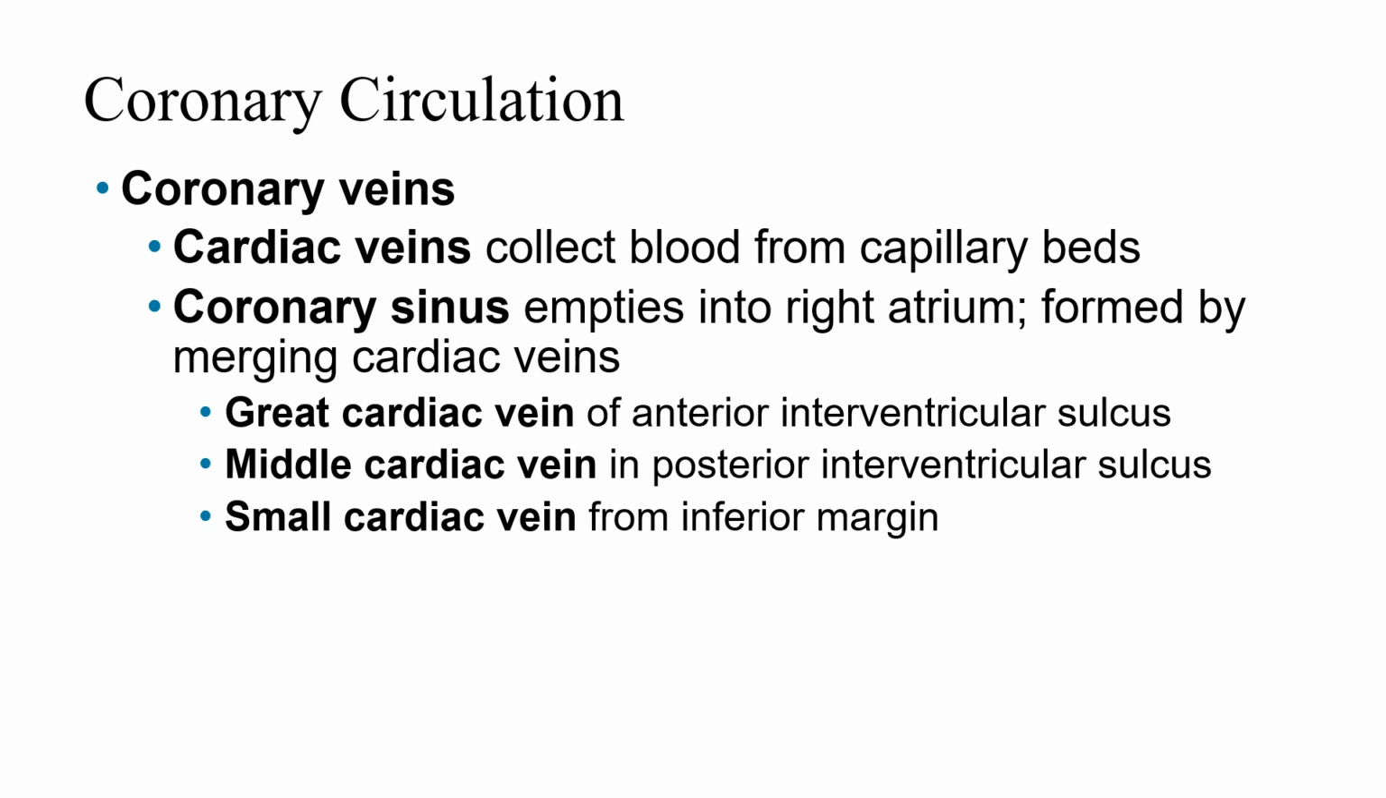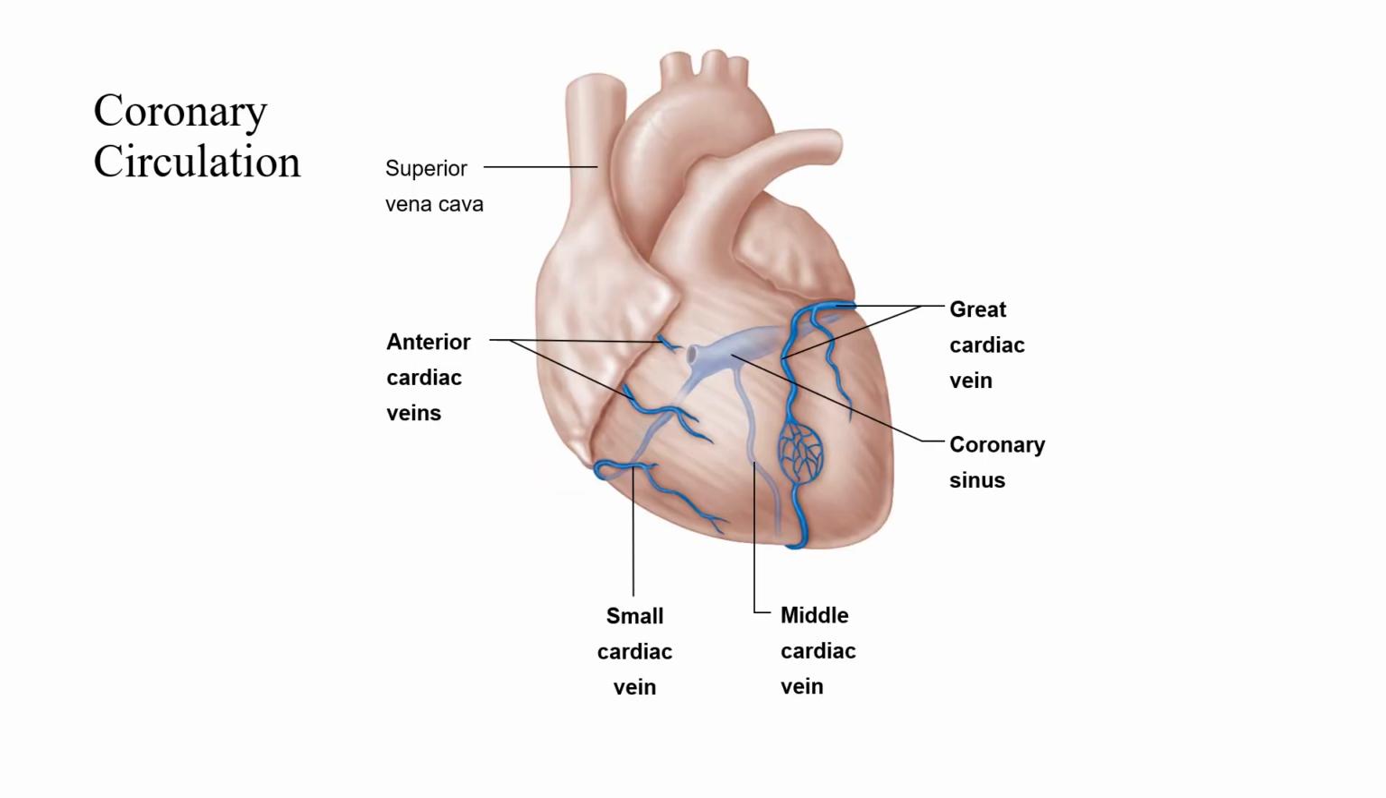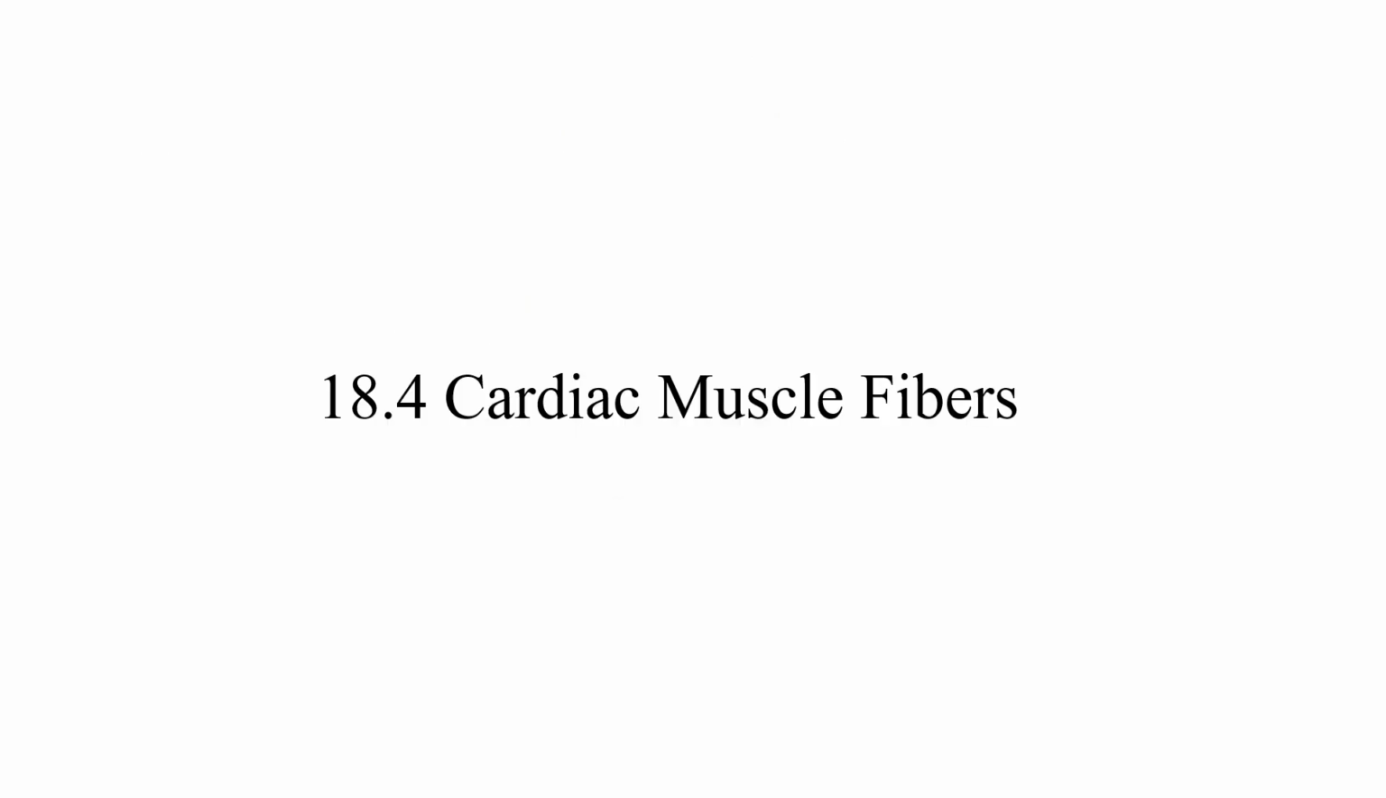The great cardiac vein is in the anterior intraventricular sulcus. The middle cardiac is in the posterior intraventricular sulcus, and the small cardiac veins form the inferior margin. And so you can see these here. These are the veins of coronary circulation. The great cardiac, the coronary sinus, the middle cardiac, the small cardiac. So all of these are draining into this sinus here. So moving blood away from the muscles that are actually using them. So in coronary circulation, arteries are delivering to the heart, and then when that blood is used, veins are drawing it away from the heart.